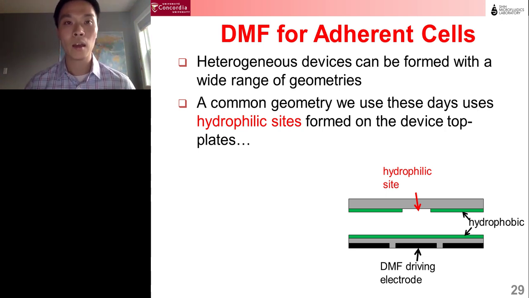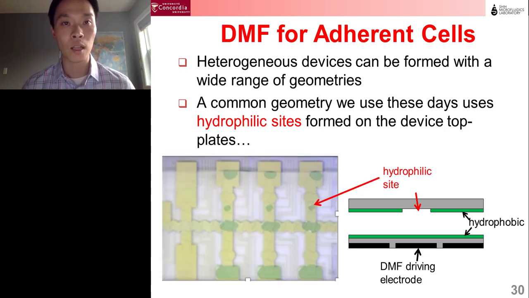And by doing that, what you can see from the image on the left here is that you can create these miniaturized or smaller droplets on these hydrophilic sites. At the same time, you can have adherent cells start to adhere onto the top surface of the device while allowing us to manipulate the droplets using the bottom plate of the digital microfluidic device.